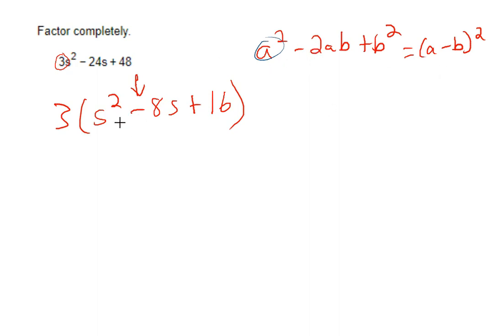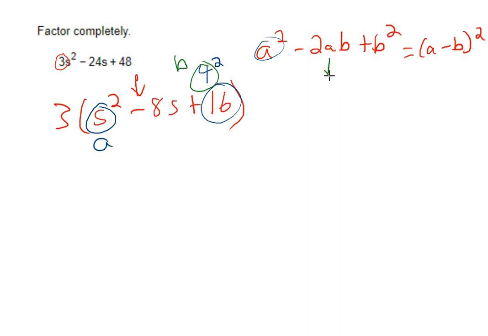But in the problem I was given, instead of a, I have an s. And instead of b, I have not 16, because a lot of students will kind of fall for that trick. It's whatever squared here. That's what b is equal to. So we have to rethink this 16 as something squared. 16 is 4 squared. And so instead of b, I have a 4.